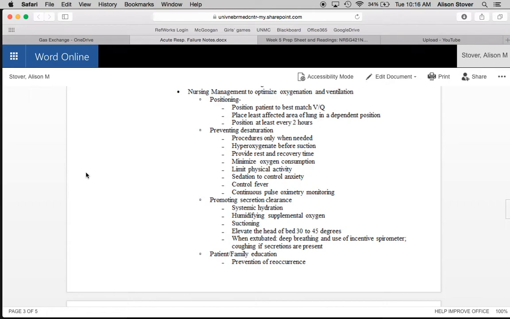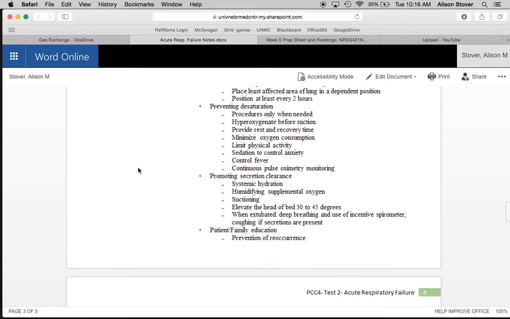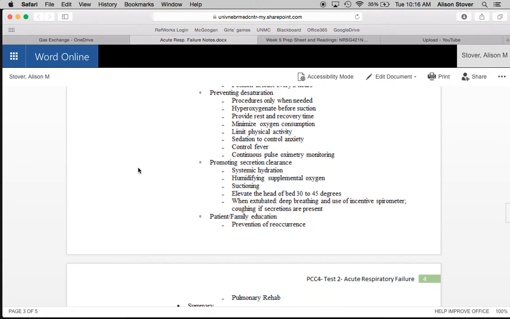Reposition the patient every 2 hours because they do have risk for impaired skin integrity. So you want to reposition every 2 hours to decrease the chance of bed sores. Let's see. Preventing O2 desaturation. Perform procedures only when they're absolutely necessary.